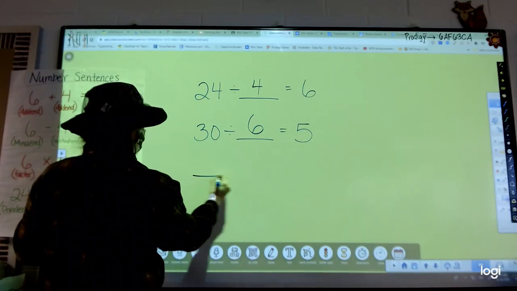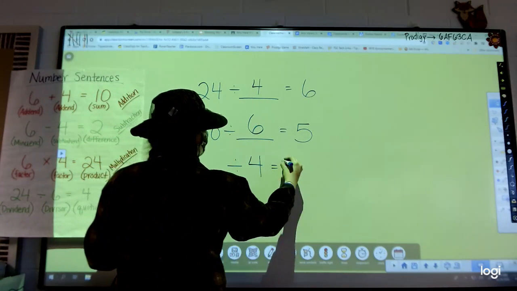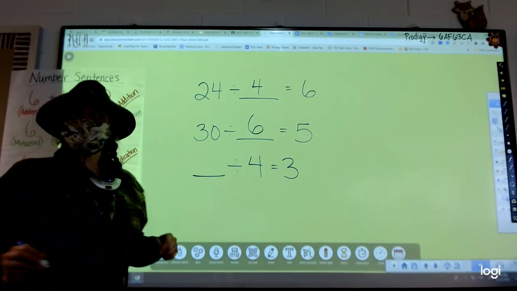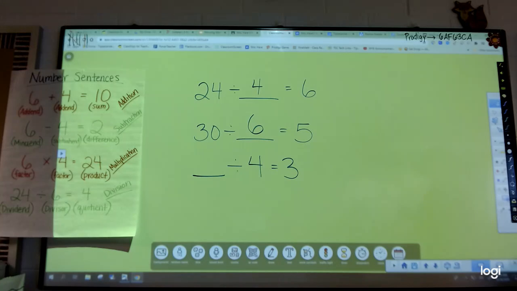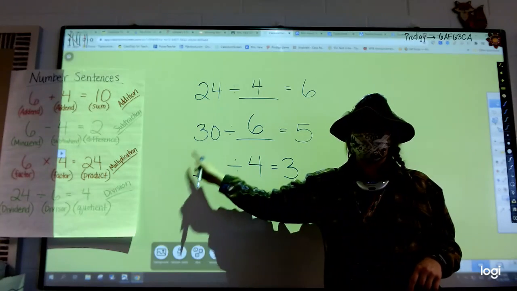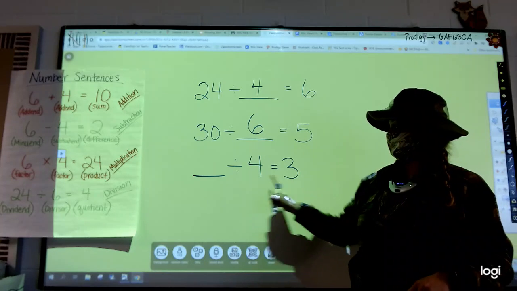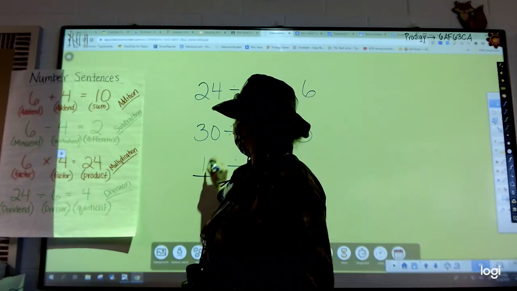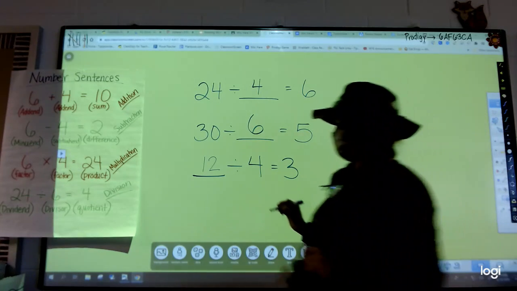Okay, sometimes though you had it different. They would say blank divided by 4 equals 3. Someone walk me through your thinking on how to solve that one. Chloe? Multiply 4 and 3. Okay, good. We know this is the total number before we split it into groups. So if we multiply 3 things in a group times 4 groups, 12 things.